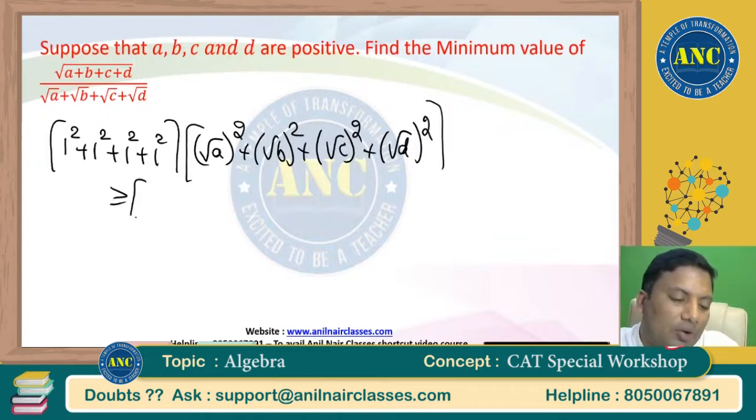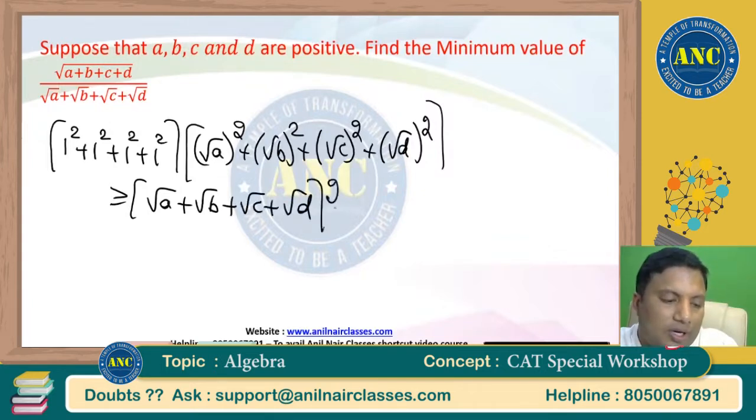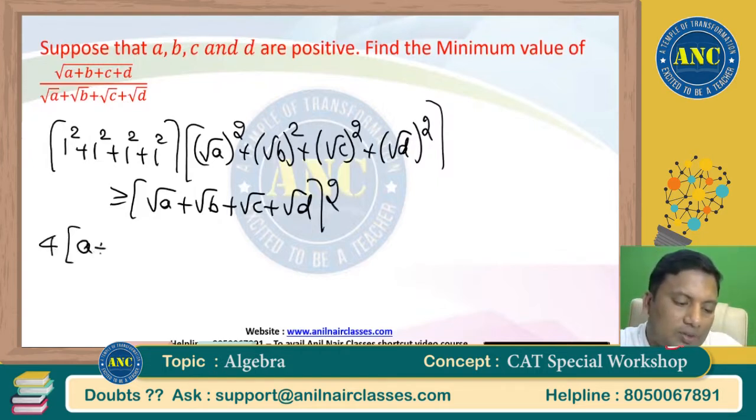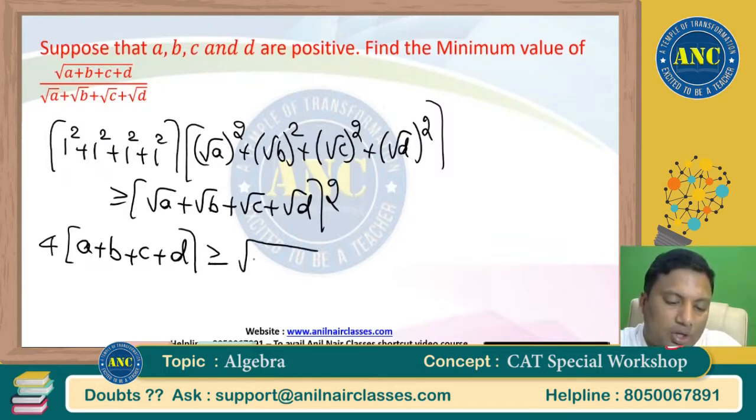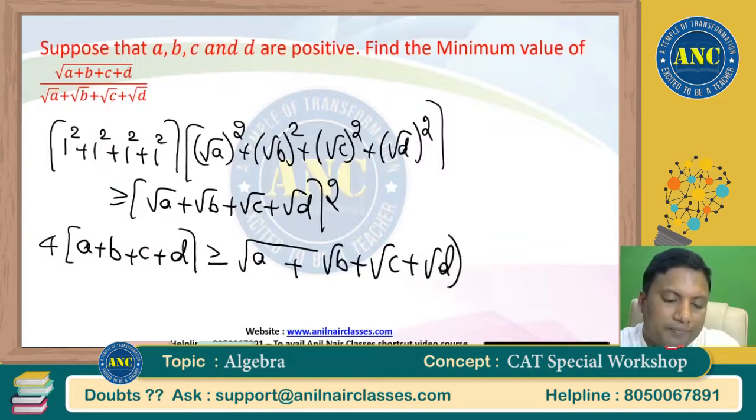This is greater than or equal to (1·√a + 1·√b + 1·√c + 1·√d) whole square. The left side is nothing but 4 times (a + b + c + d). So a + b + c + d is greater than or equal to (√a + √b + √c + √d) whole square. Till here it is clear, right?